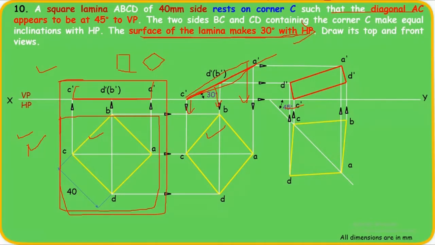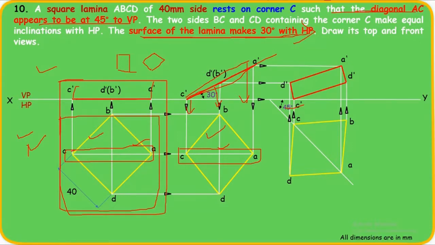The diagonal AC appears to be inclined to VP at 45 degrees. So there are two diagonals here. Which are those two diagonals? One is here, the other diagonal is here. Now out of these two diagonals, they have given the angle with respect to which diagonal?